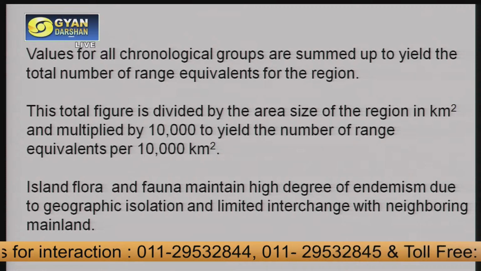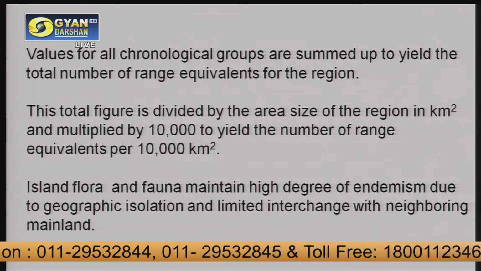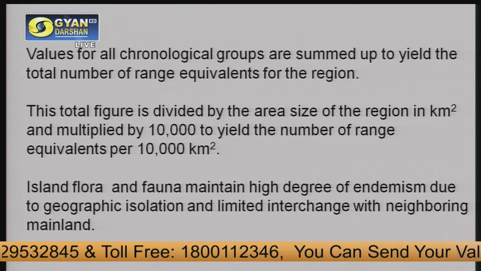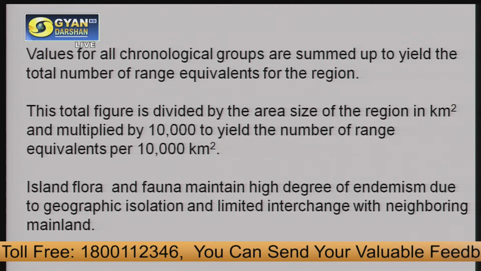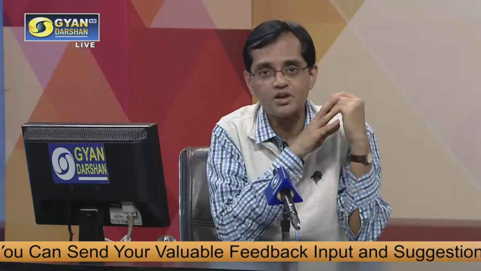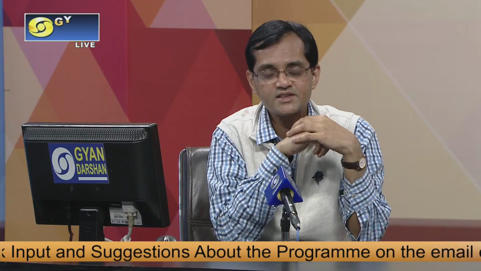The island flora and fauna maintain a high degree of endemism due to geographical isolation and limited interchange with the neighboring mainland. So you have to also understand, I gave you an example of the Hawaiian islands. Now why do islands have very high endemic species? It is very clear. As I said, it is bounded by oceans or seas, so the plants get very little chance to spread. So they remain confined.